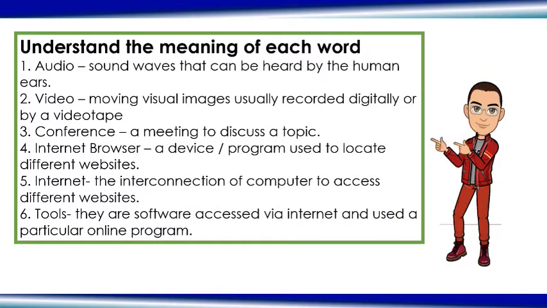Okay, let us understand the meaning of each word. Audio means sound waves that can be heard by the human ears. Number 2, video, moving visual images usually recorded digitally or by a video team. Number 3, conference, a meeting to discuss a topic.